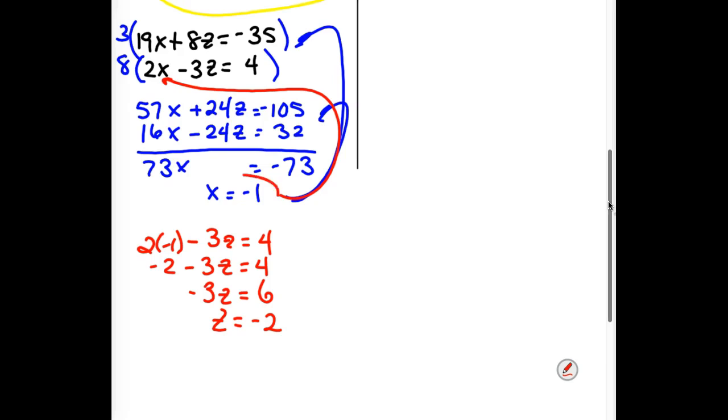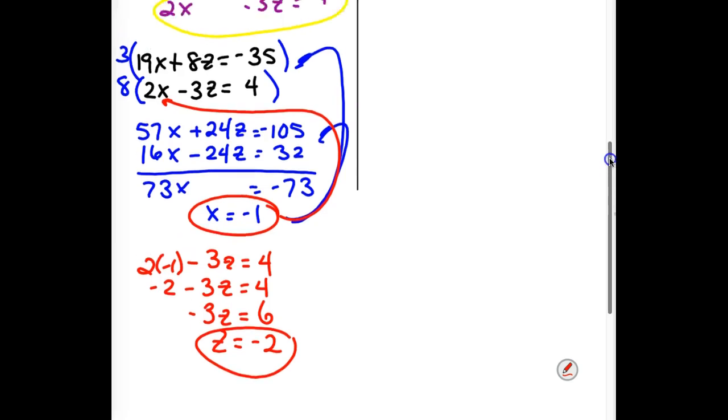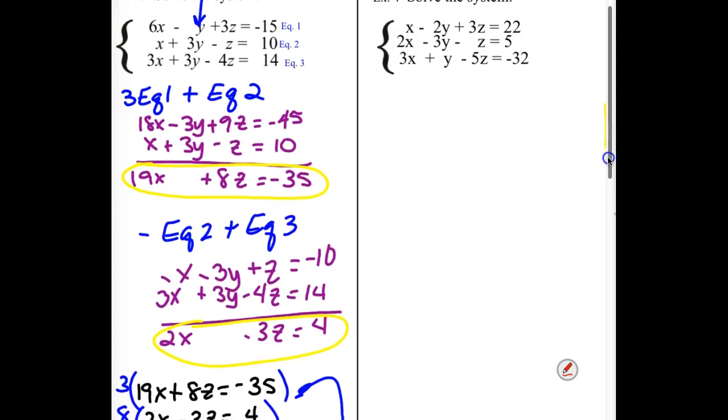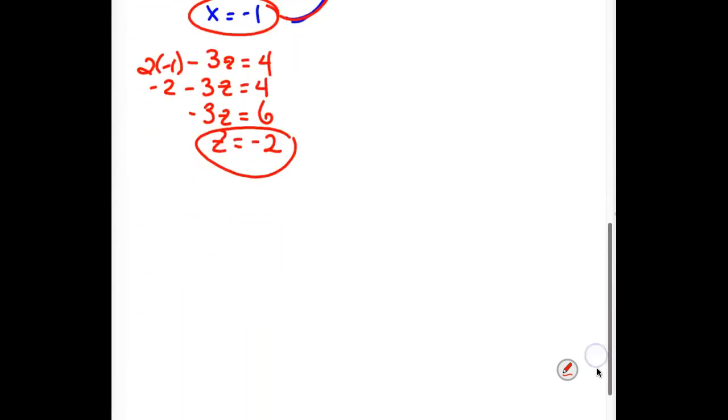So now we know 2 of our answers. We're missing the y piece. All we have to do is dump these back into one of our original equations. Which one do you want to use? We're trying to find y, right? Which equation looks easiest if we want to find y? First one? So 6x minus y plus 3z equals negative 15.